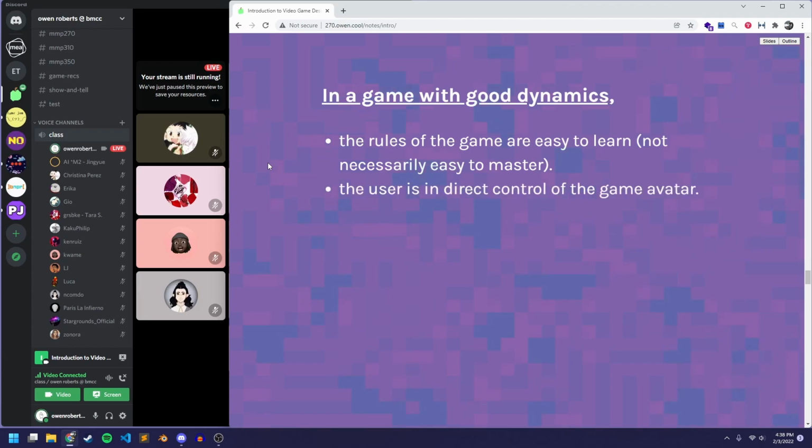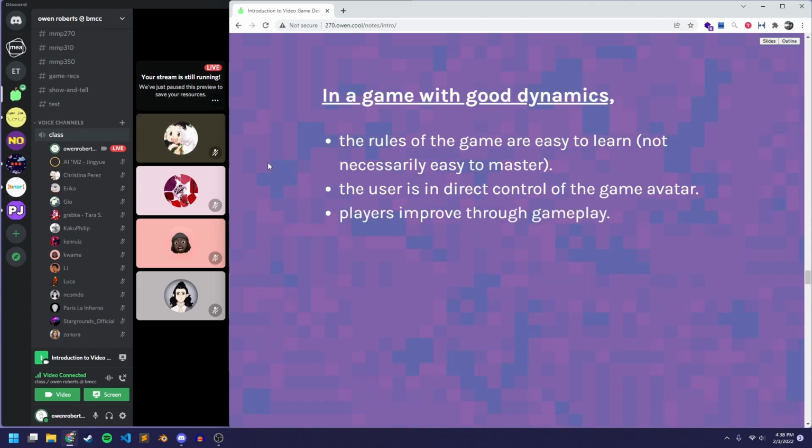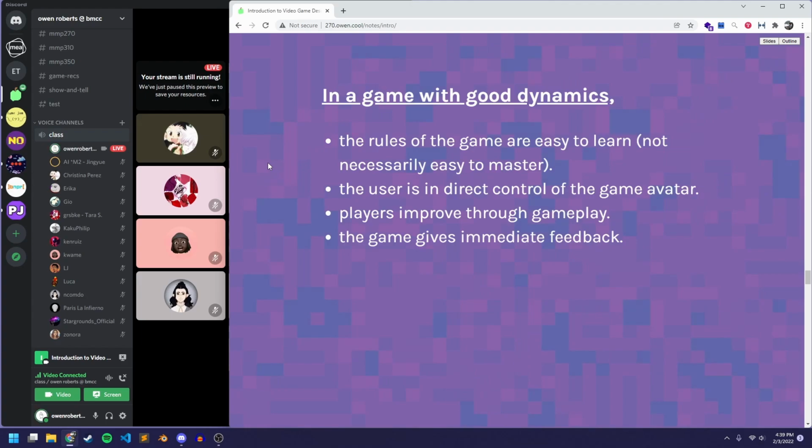The user is in direct control of the game avatar. This seems obvious, but sometimes this isn't set up exactly correctly, where it should be really clear to the user who they are in the game and what they can do. Players improve through gameplay, so this is pretty obvious. As we play the game, we get better at the mechanics. And the game gives immediate feedback. That's a really important one.